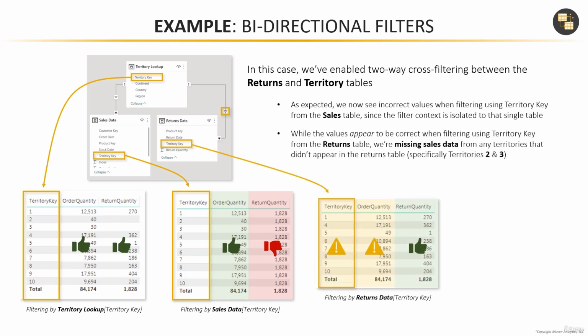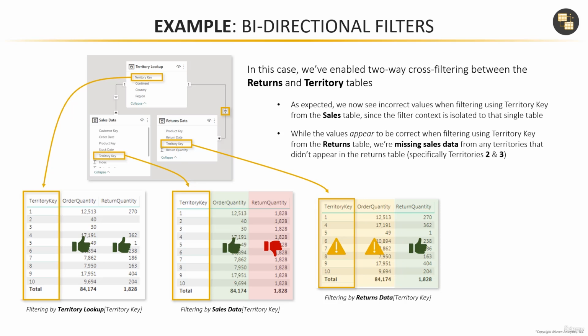Suppose we filter on territory key from the returns data table. Now, at first glance, everything looks great, right? We don't have any of those obvious repeating total values that indicate a relationship problem, so you might think that you're in the clear. But remember that territories 2 and 3 don't even exist in the returns data table because they didn't generate any returns.